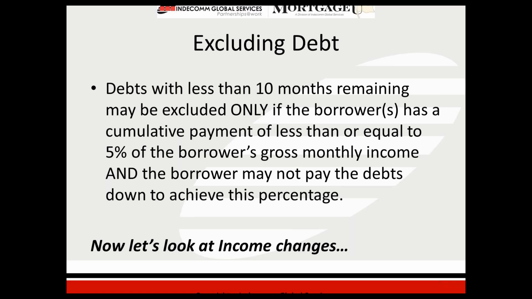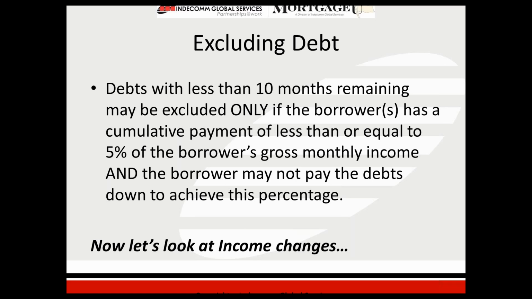So this is a brand new requirement for FHA compared to what was going on with the 4155.1 HUD handbook, where you may have been able to exclude installment loans for less than 10 months. Not anymore. Going forward with the 4000.1, debts with less than 10 months may be excluded if your borrower has a cumulative payment of less than or equal to 5% of their gross monthly income. And the second part of it is we have to make sure that they didn't pay the debts down to achieve this. Let's go through an example.